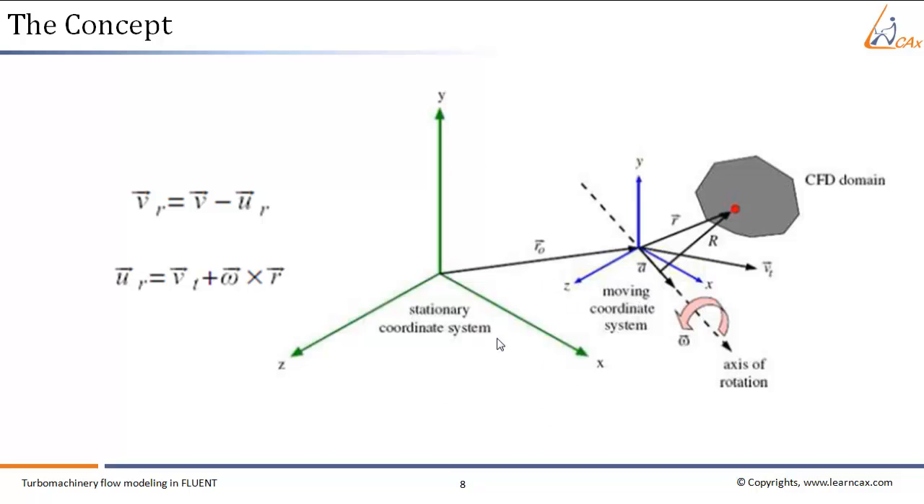Let us consider the same coordinate system diagram to understand transformation of equations of motion. The computational domain for the CFD problem is defined with respect to the moving reference frame such that an arbitrary point in the CFD domain is located at a distance r bar from the origin of the moving reference frame. So this CFD domain is now at a distance r bar from this moving reference frame.